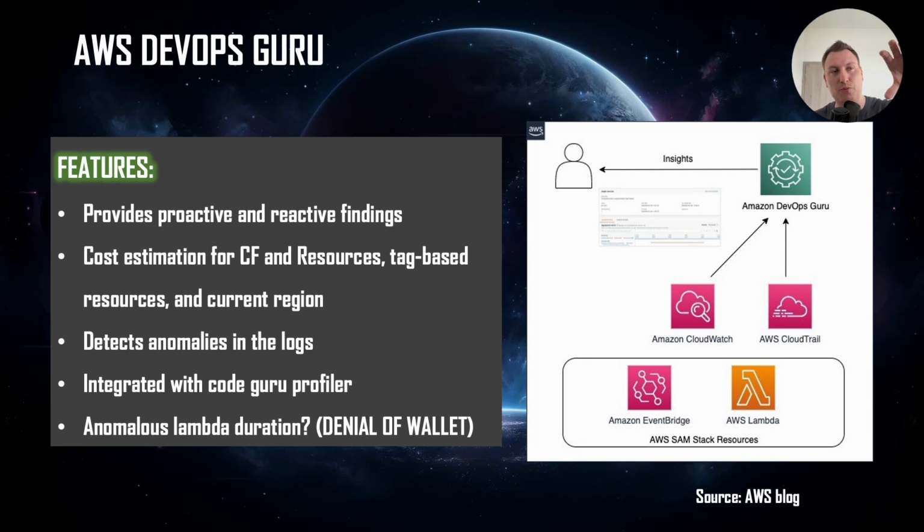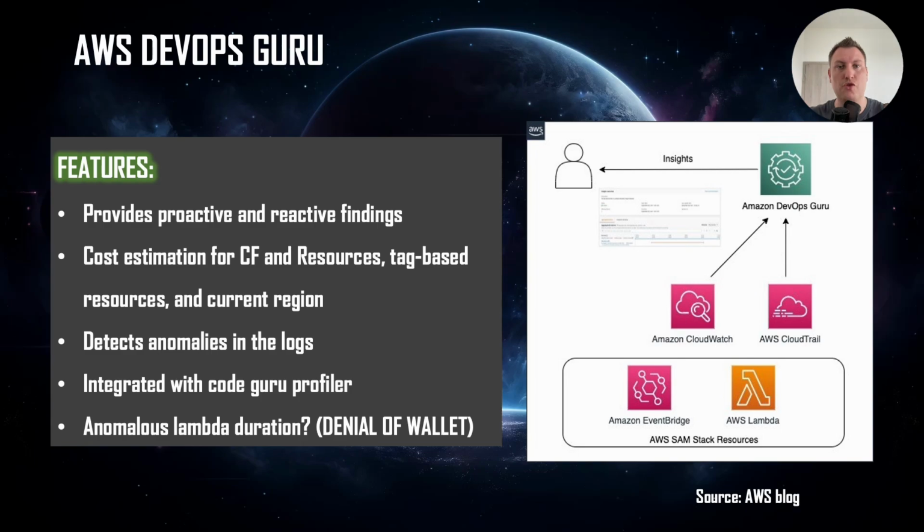You can also utilize Amazon EventBridge and Lambda to use, for example, SaaS stack resources, or you can even do some fine tuning with it. It does a cost estimation on CloudFormation and resources for tag-based policies. It detects anomalies in your logs for DevOps purposes, and it is integrated with the CodeGuru Profiler. There's a pure integration, and it can also detect anomalous Lambda durations. Anomalous Lambda durations can mean looping attacks or denial of service attacks. That means somebody executed remote code execution, or somebody is trying to cause your code, for example, a comparison of different strings, to run longer than anticipated and cause you financial harm.